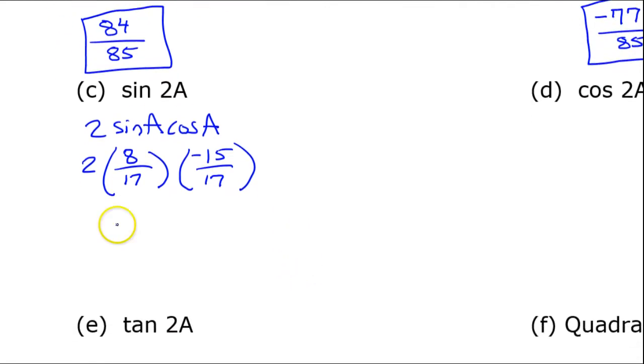Okay, now to simplify this, please remember that 2 is like 2 over 1. So I'm just going to multiply straight across in numerators and denominators. So this is just going to be negative 240 over 289.